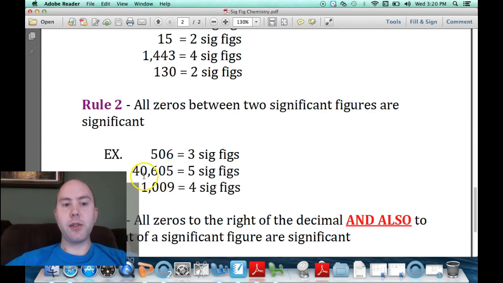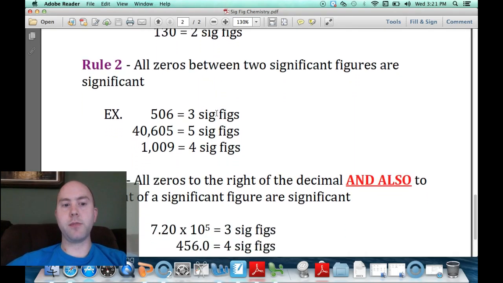40,605. This 0 is in between a 4 and a 6, or it's in between a 4 and a 5. Doesn't really matter. This 0 is in between a 6 and the 5, or it's in between the 4 and the 5. Either way, it's in between sig figs. Therefore, these zeros are all significant figures. There are 5. 1,009. Both these zeros are between the 1 and the 9, which are non-zeros, and therefore they count. There are 4 significant figures. So again, all zeros in between significant figures count.